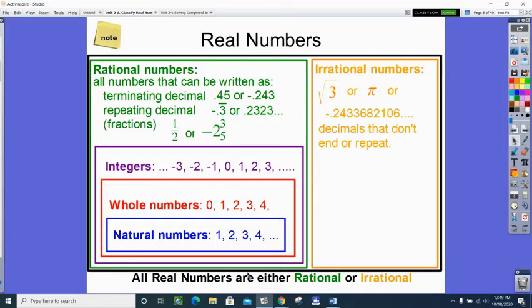Now, what I need you to know is that real numbers are either rational or irrational. They cannot be both. So you cannot have a number that's both. Now, you can have a number that is an integer and a rational number. These numbers become part of this group, and this group, and this group, and this group. But when we're over here, irrational numbers are only part of the irrational and real.